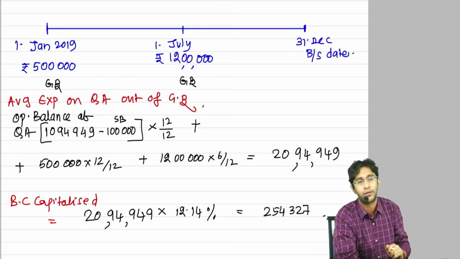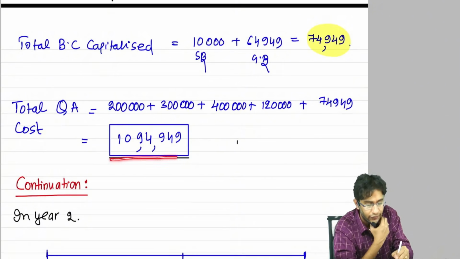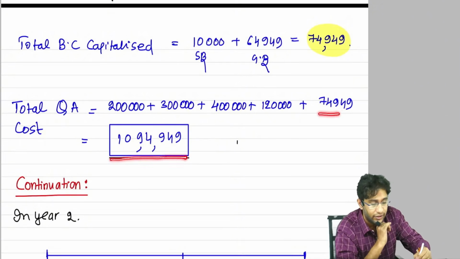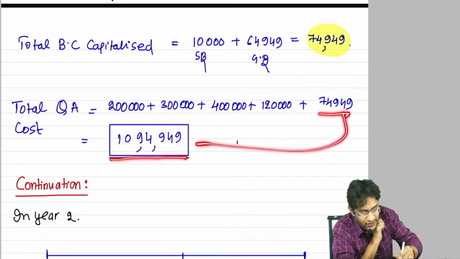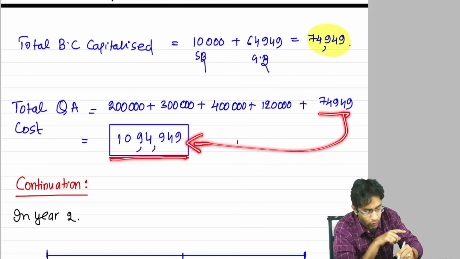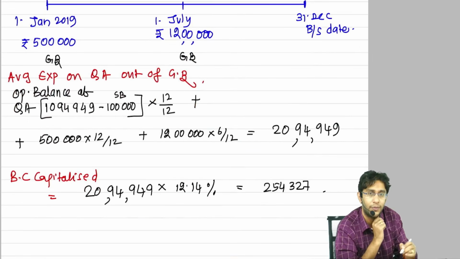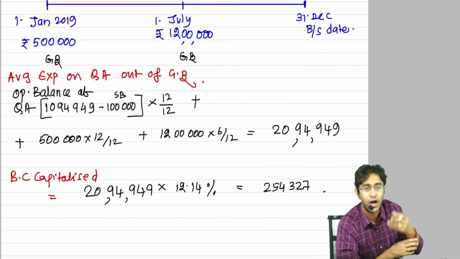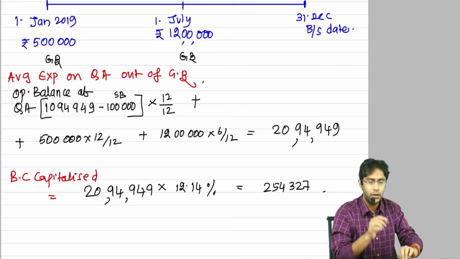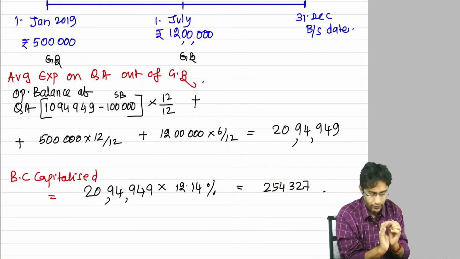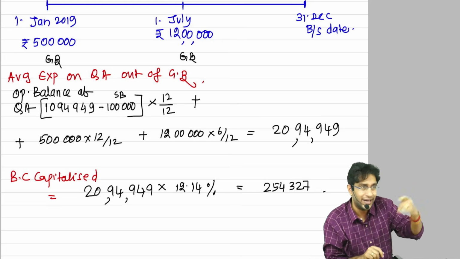Now you'll ask me one question. Sir, in this 10,94,949, 74,949 interest is there. Our interest is also part of this. And now on this number, you are again applying 12.14%. That means you are charging interest on interest, sir. How is this correct? My question is simple. You borrowed 1 lakh specifically. That money you threw into the project. You paid interest of 10,000 rupees.